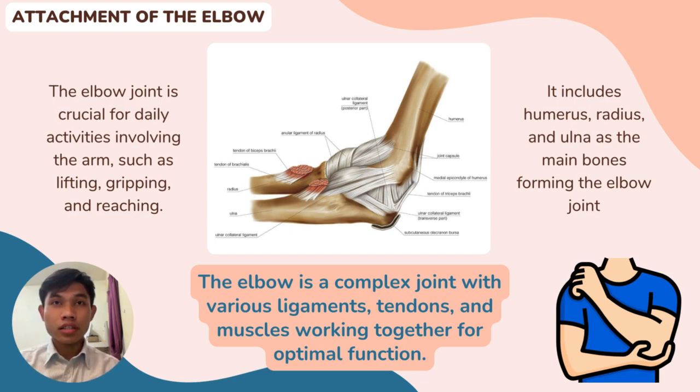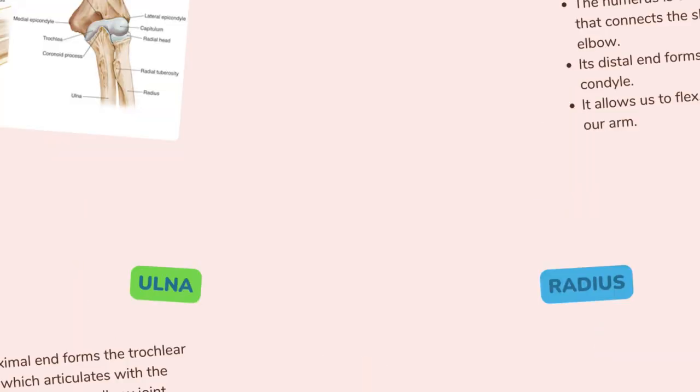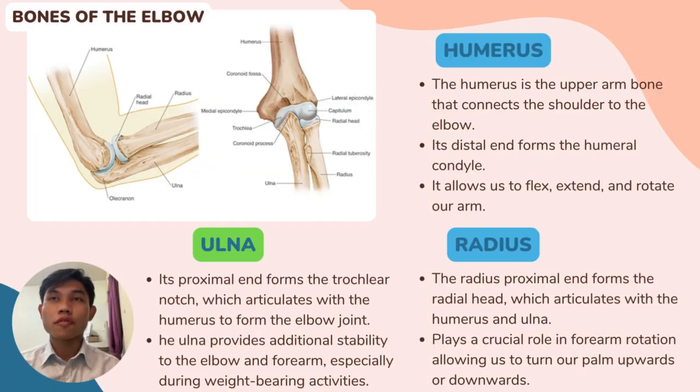For the key structures, at the core of the elbow are three main bones: the humerus, radius, and ulna. These bones work in harmony to form a stable yet flexible joint that enables a wide range of motion. Surrounding these bones are ligaments, tendons, and muscles that provide additional support and control to the elbow. Next, we will discuss the bones of the elbow.